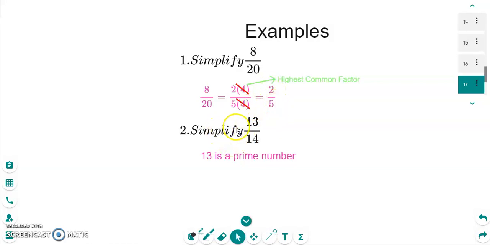Number 2. Simplify 13 over 14. We notice that the highest common factor between 13 and 14 is 1. In fact, 13 is a prime number. This means that the only factors it has are 1 and itself. This means that 13 over 14 is in its simplest form.